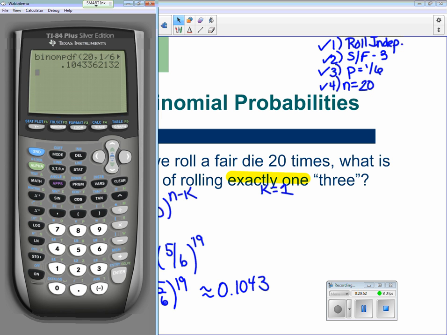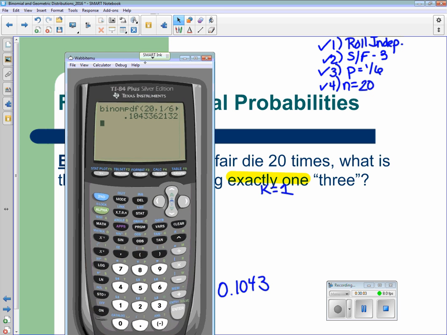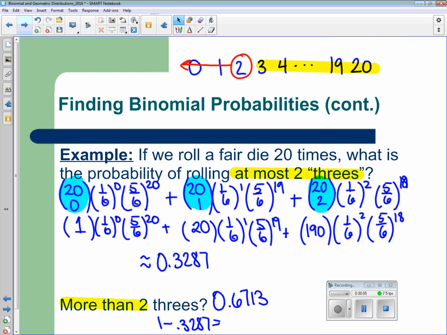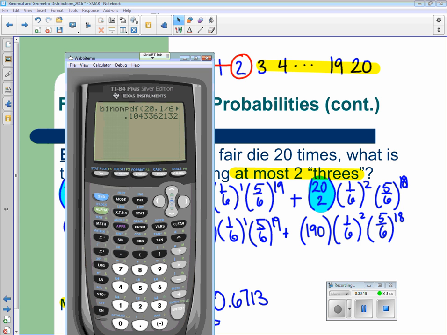It gets better. You ready? It's like the magic calculator, right? All right. So it does get better. Let me show you how. If we look at this one, at most 2 3s. At most is not an exact situation, so that means that we are looking at the cumulative density function.